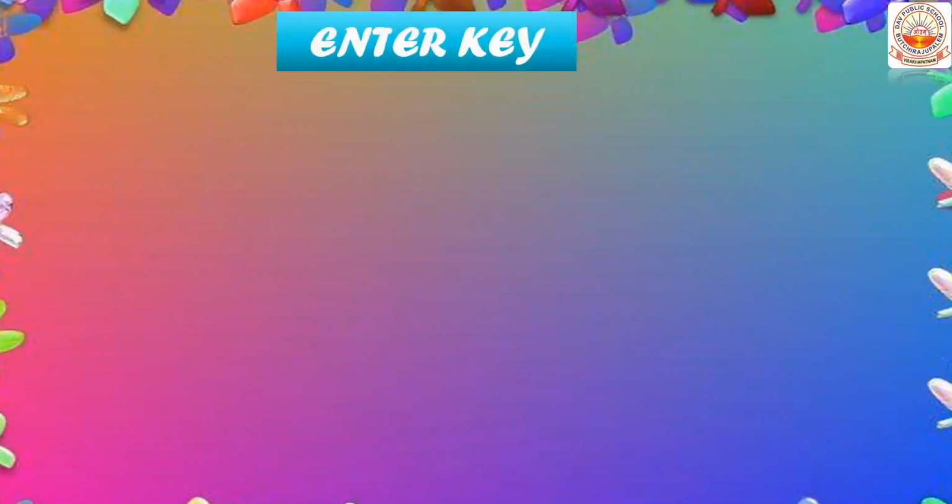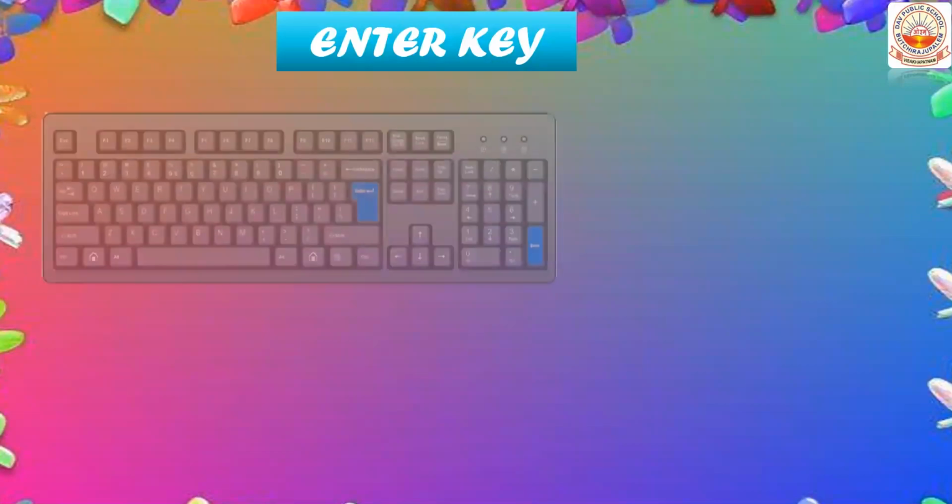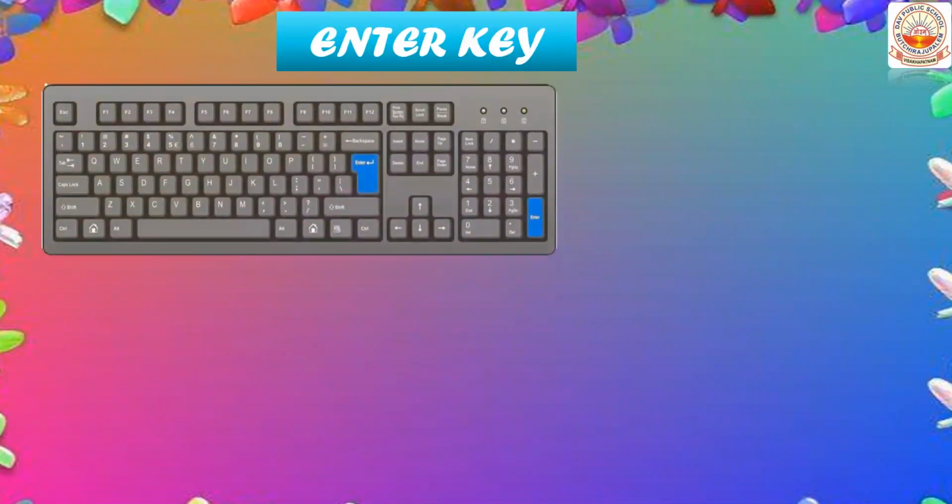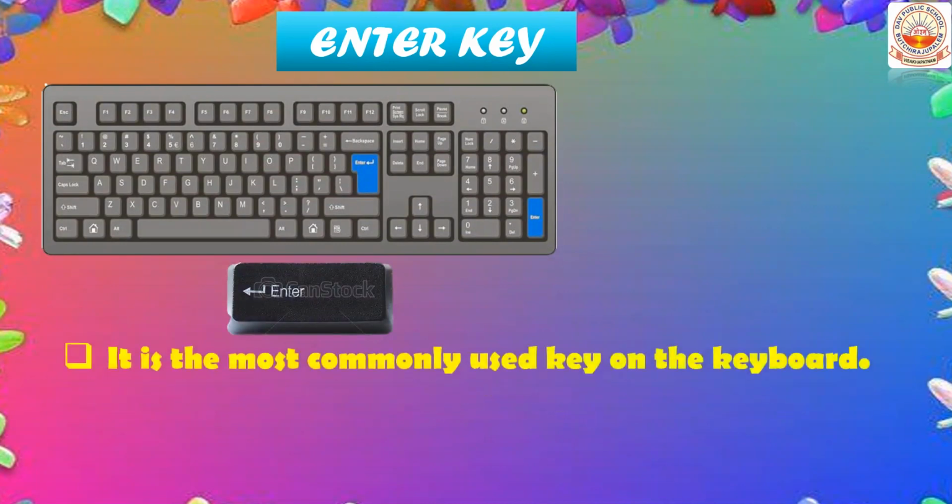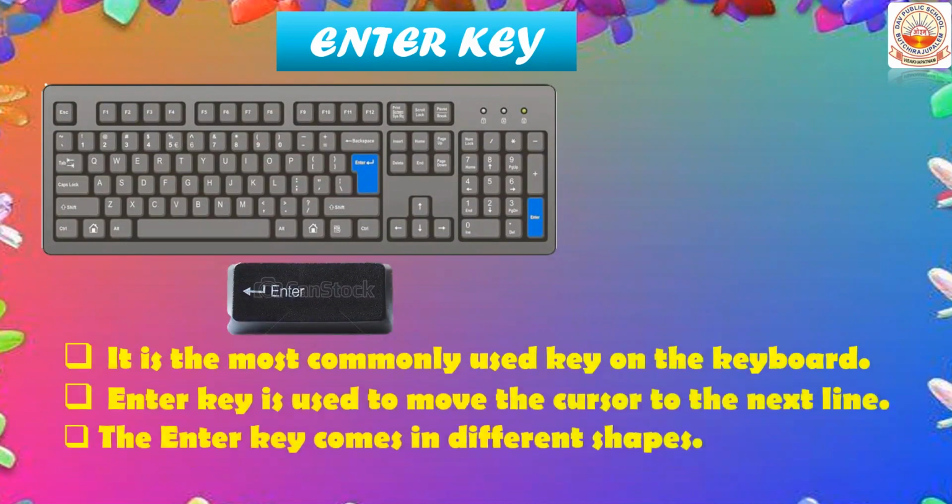So now let us see the enter key. Okay, children? So now this is the keyboard, children. You can see this is the enter key. The enter key is the most commonly used key on the keyboard. Okay, children? Observe the keyboard carefully. You can see the enter key. The blue colored keys are enter keys. So there are 2 enter keys on a keyboard. How many enter keys are there, children? There are 2 enter keys on a keyboard.